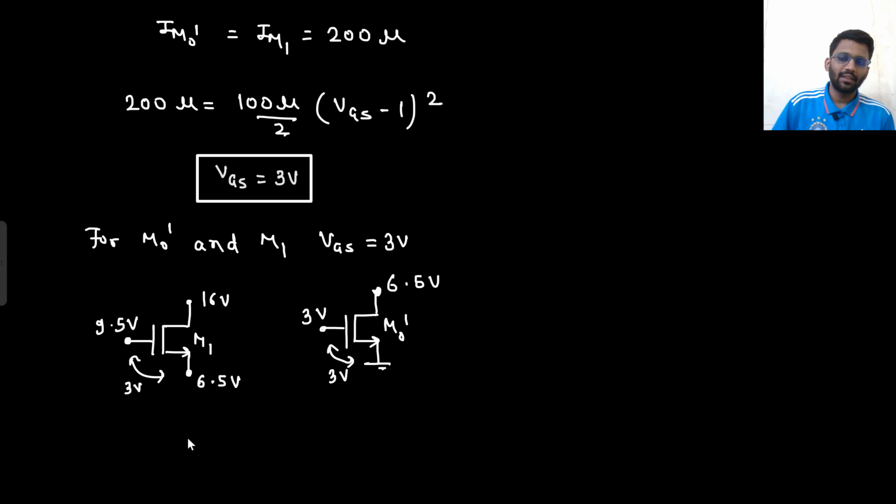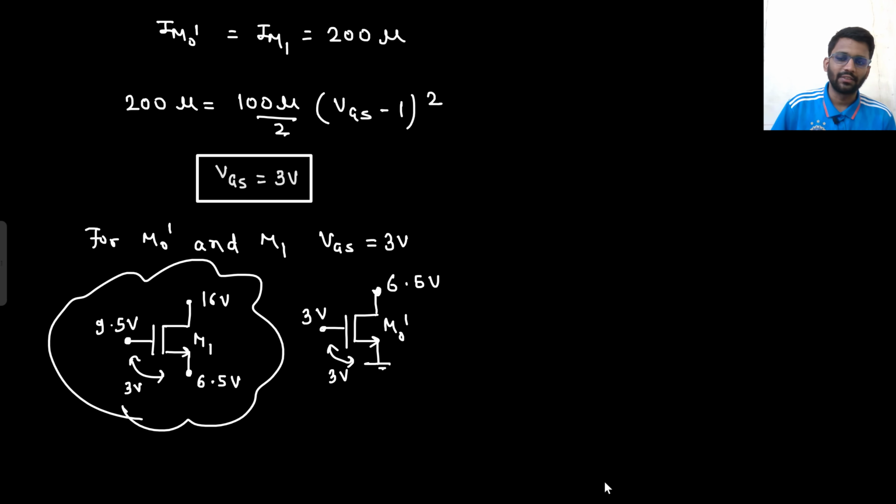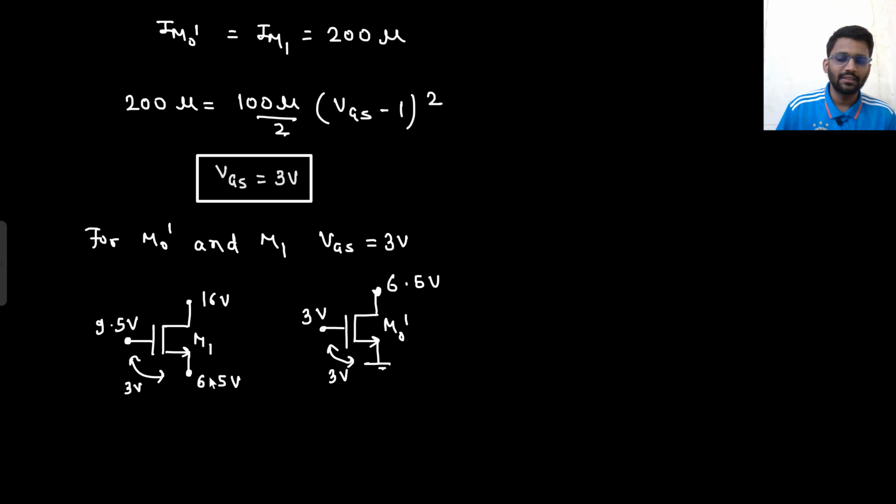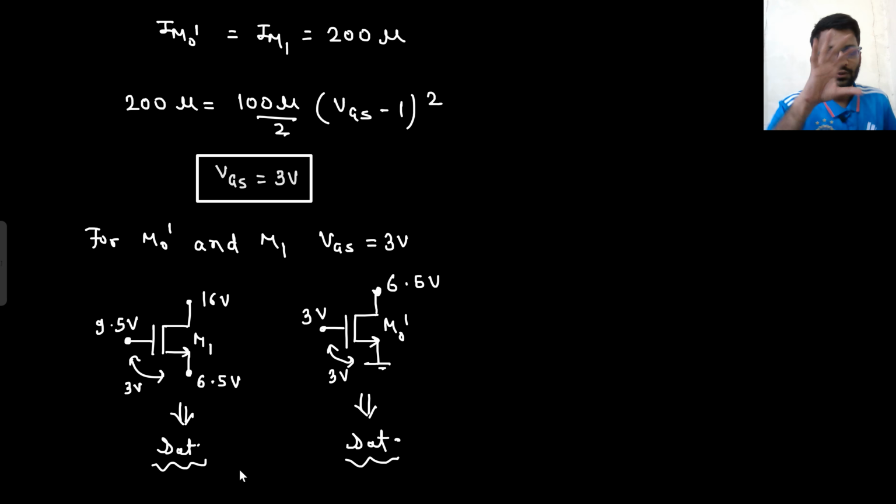In which region it is working? You can directly see in which region it is working. Here VDS is greater than V overdrive. VDS is certainly greater than V overdrive. So this is working in saturation region. This is also working in saturation region. Now both are working in saturation region. So this was your circuit.